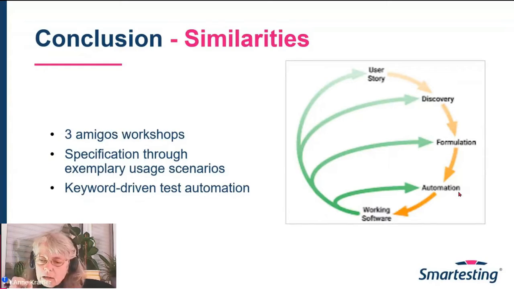Both BDD and Visual ATDD are shift-left approaches, because we think about how we want to test the system even before we really implemented the system. And we have this test early and often, which means also automation. We have this link to keyword-driven test automation.